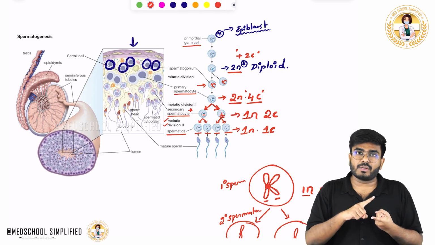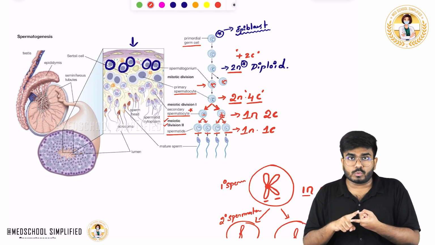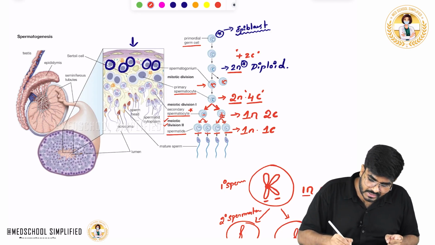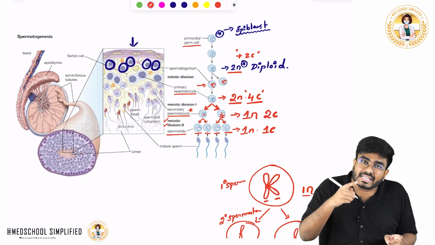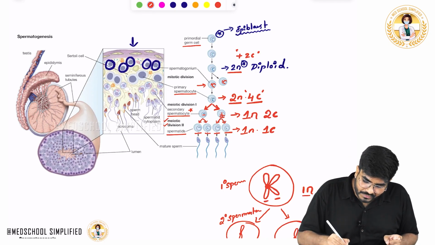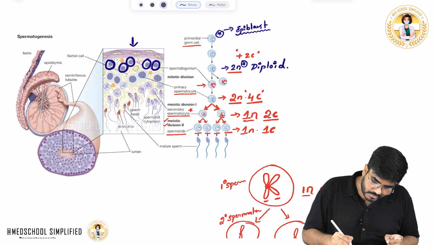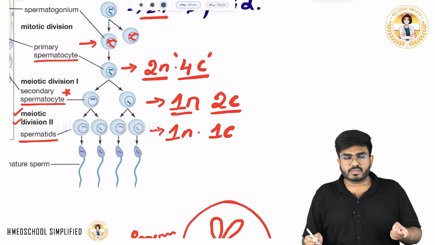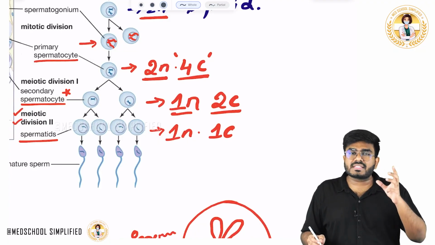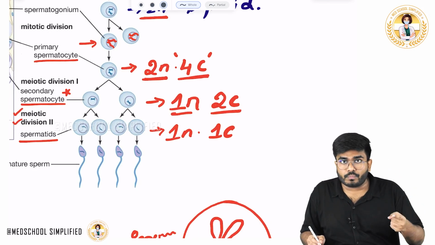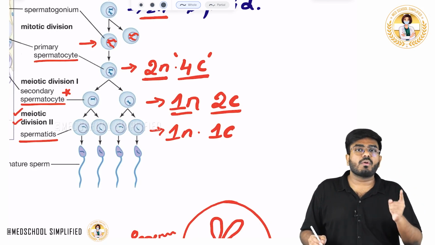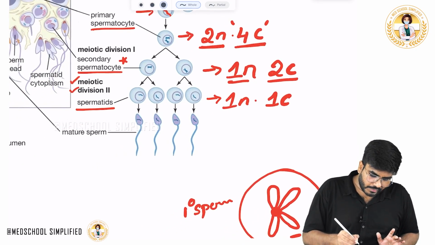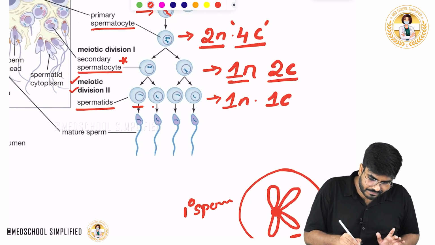Primary spermatocytes are 2n, 2c. Okay, sorry, primary spermatocytes are 2n, 4c. The secondary spermatocytes are 1n, 2c. Now the secondary spermatocytes enter into meiosis 2, and later they become 1n, 1c. So far, what we have formed is something called spermatids.